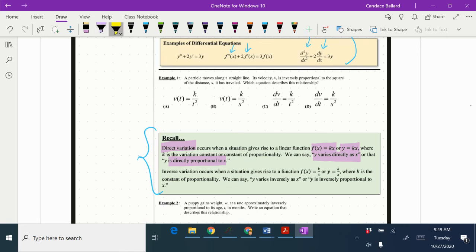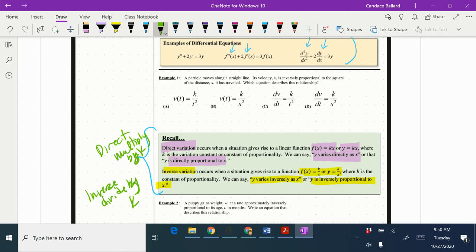The other words you might see in a problem are inverse variation. This occurs when a situation gives rise to a function that is the constant divided by the variable, where k is the constant of proportionality. We say that y varies inversely as x, or y is inversely proportional to x. So let's look for those key words. Direct is multiply by k. Inverse is divide by k. Those are the things we're looking for when we're doing these problems.